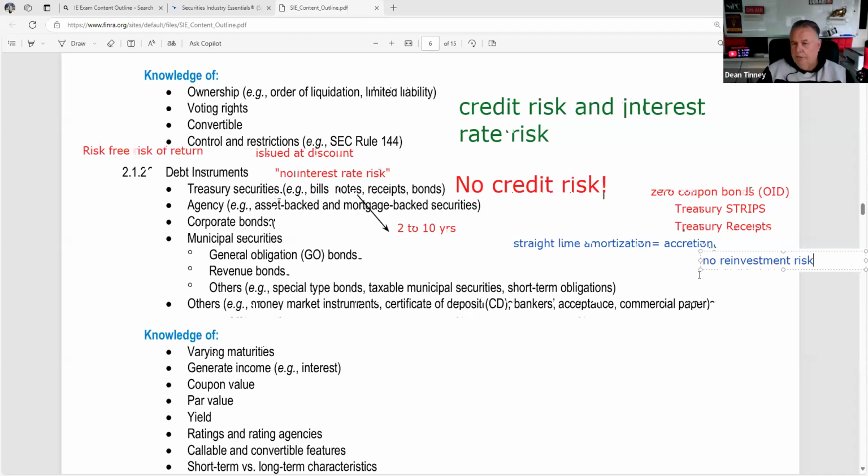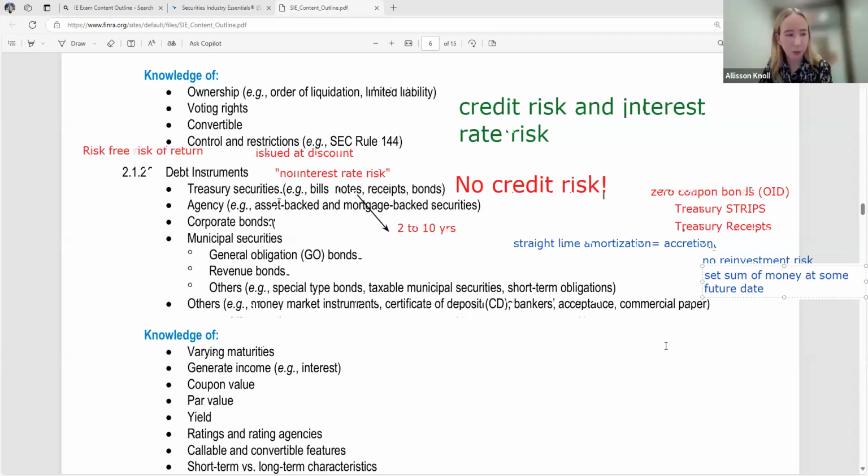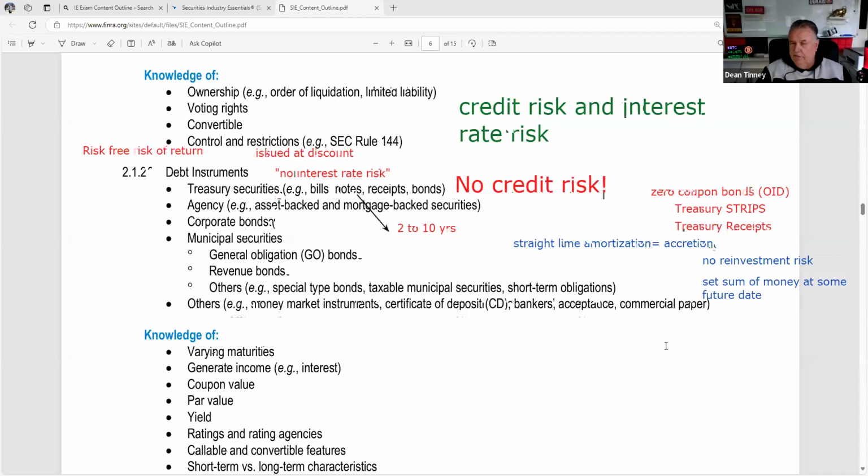I told you another place where these are good is somebody who needs a set sum of money at some future date. The one they like on the test would be like a college education. Strips. Yeah, I need X number of dollars when the kid's 18 and starting college, right on. So remember, the STRIP is the US Treasury version of a zero coupon bond. So like all bonds in general, we have these questions about bonds in general and then particular bonds in particular, right? What is unique to that?